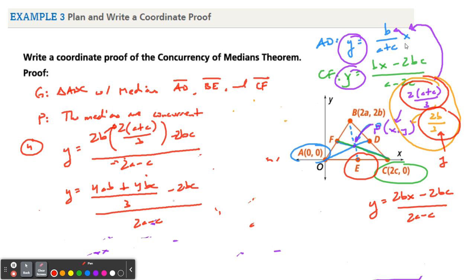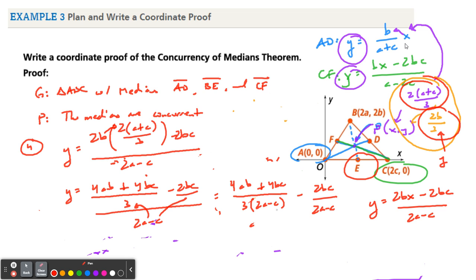And now we're going to break this fraction apart. So this 2a minus c is going to go in this fraction with the 3, and over here it's going to go in the bottom of that fraction. Okay? So I'm going to go left to right now. So we're going to do 4ab plus 4bc all over, and we're not going to distribute, 3 times 2a minus c. So that's the first fraction. Minus 2bc all over 2a minus c.